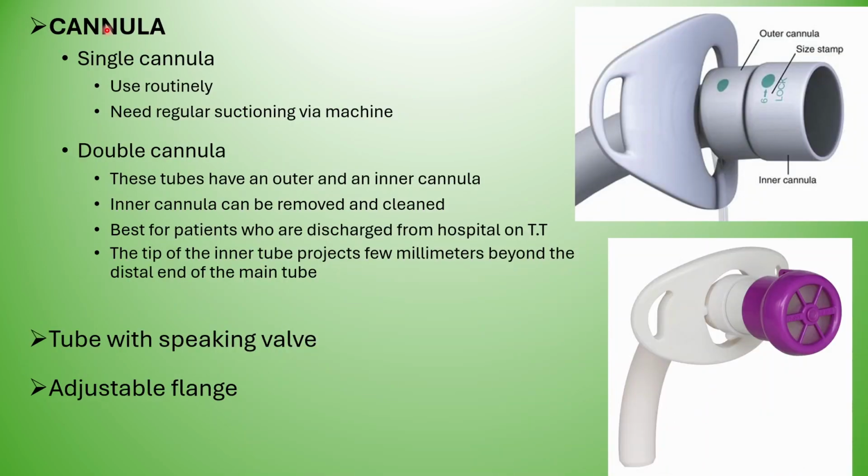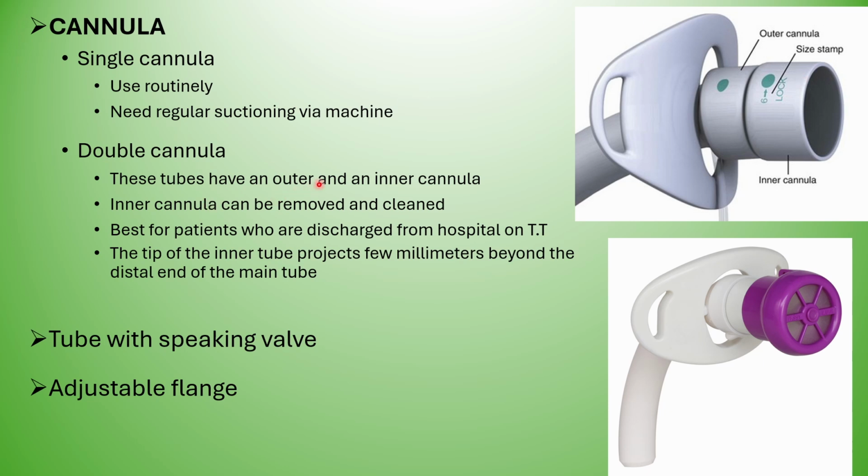So the tube, according to the cannula, may be either single cannula or double cannula. The single cannula tubes are mainly the Portex tubes. They are used routinely but require regular suctioning via a suction machine. For the double cannula, these are the two cannulas. The inner cannula has a lock and you just twist it clockwise, and it will be locked.